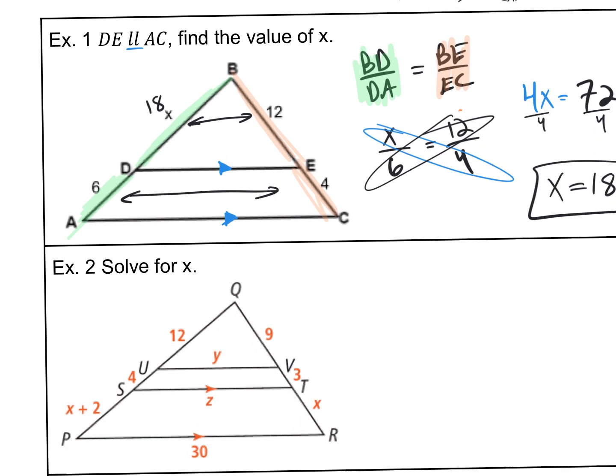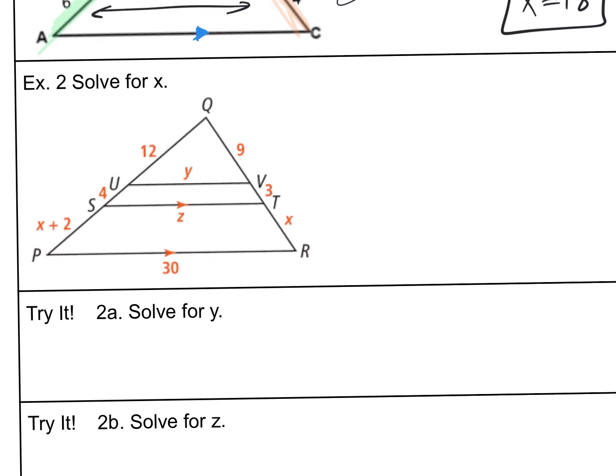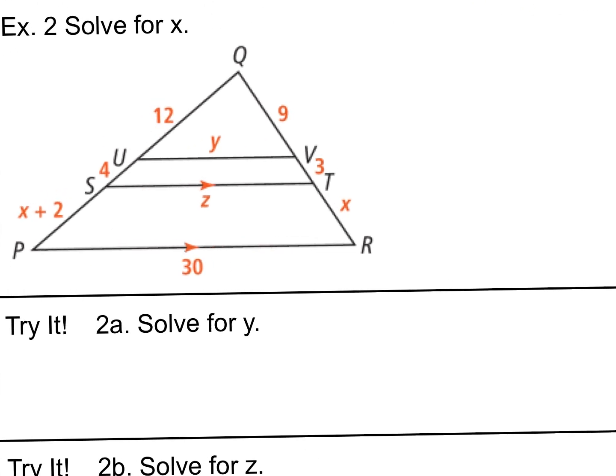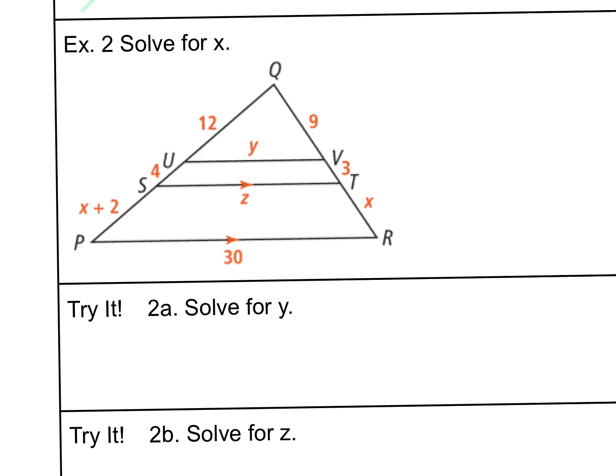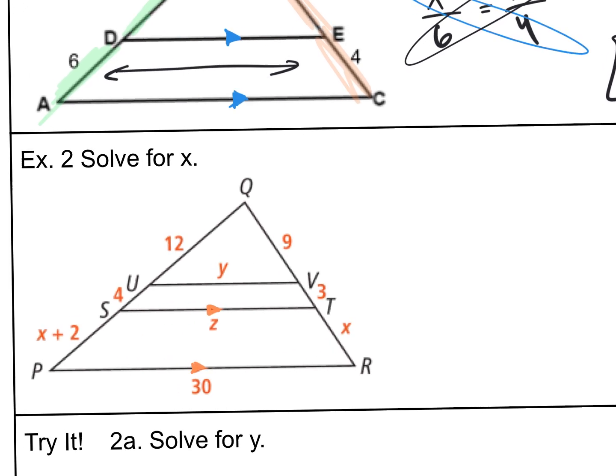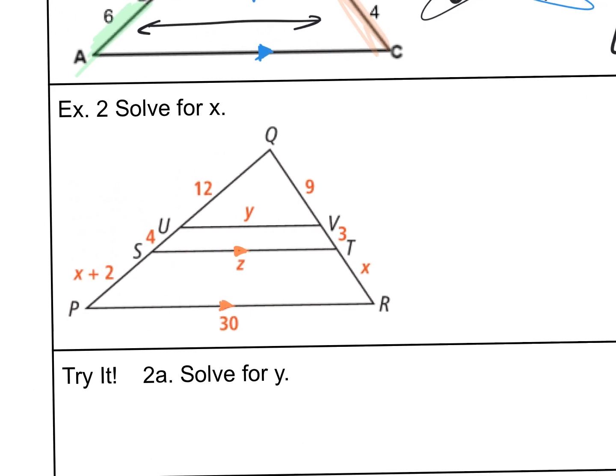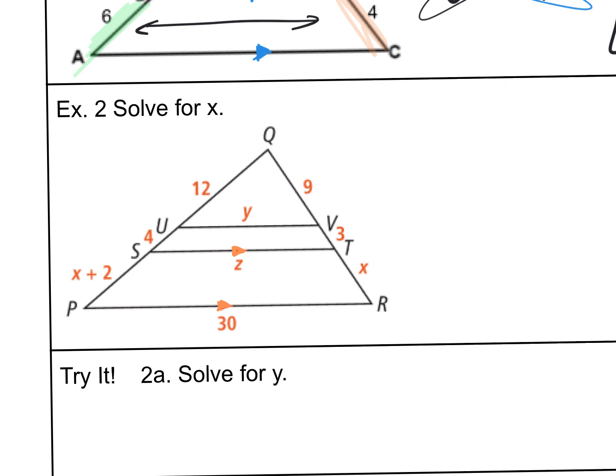Looking at this next one, example 2, the first step they want us to do is just to solve for X. In order to do that, we're going to use our side splitter theorem, recognizing here that we have a couple of parallel lines. You can see that you have these parallel lines going across at ST and PR. Those are the parallel lines we're going to use, just like we did in this problem above, to set up some proportions. As I look here on the left side, remember we just want these segments that are getting created by these parallel lines.